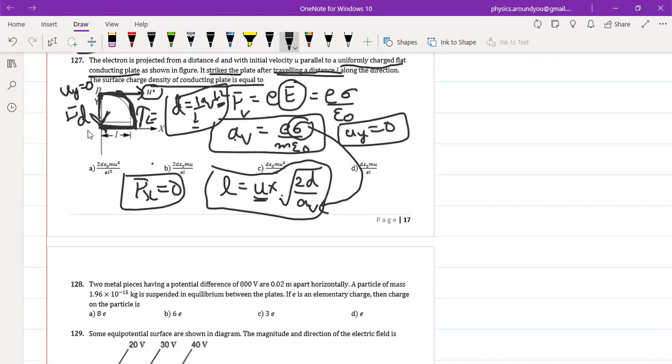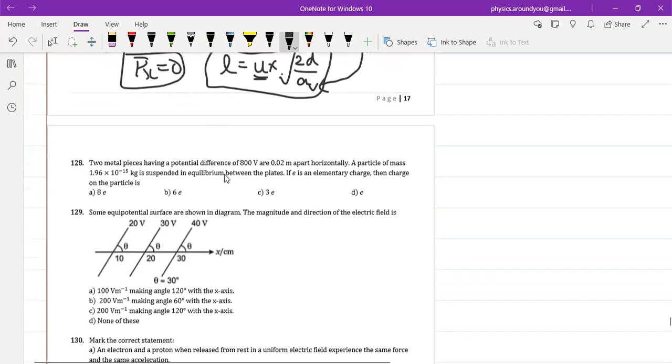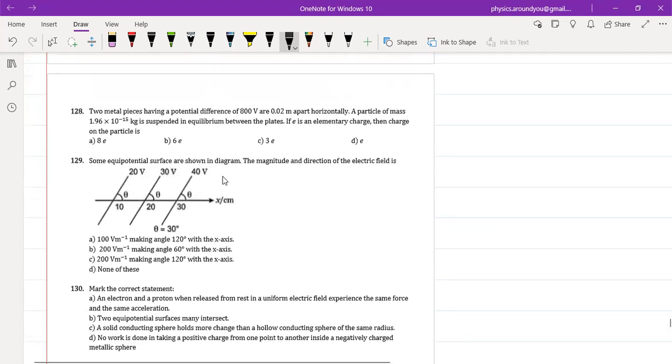Because we know electric field due to a plate is always a constant. It is not variable. So the acceleration is a constant. For all constant acceleration cases, I can use S equal to ut plus half at square. So now going on to question number 128.